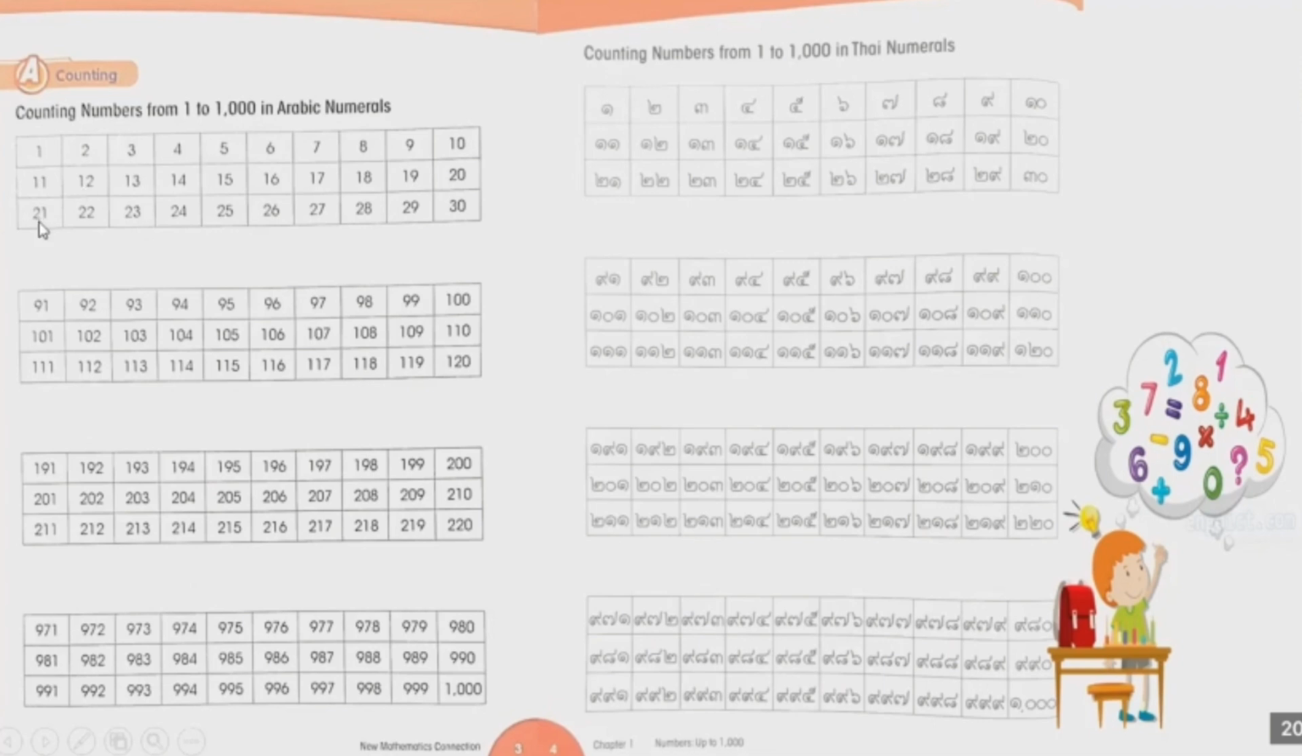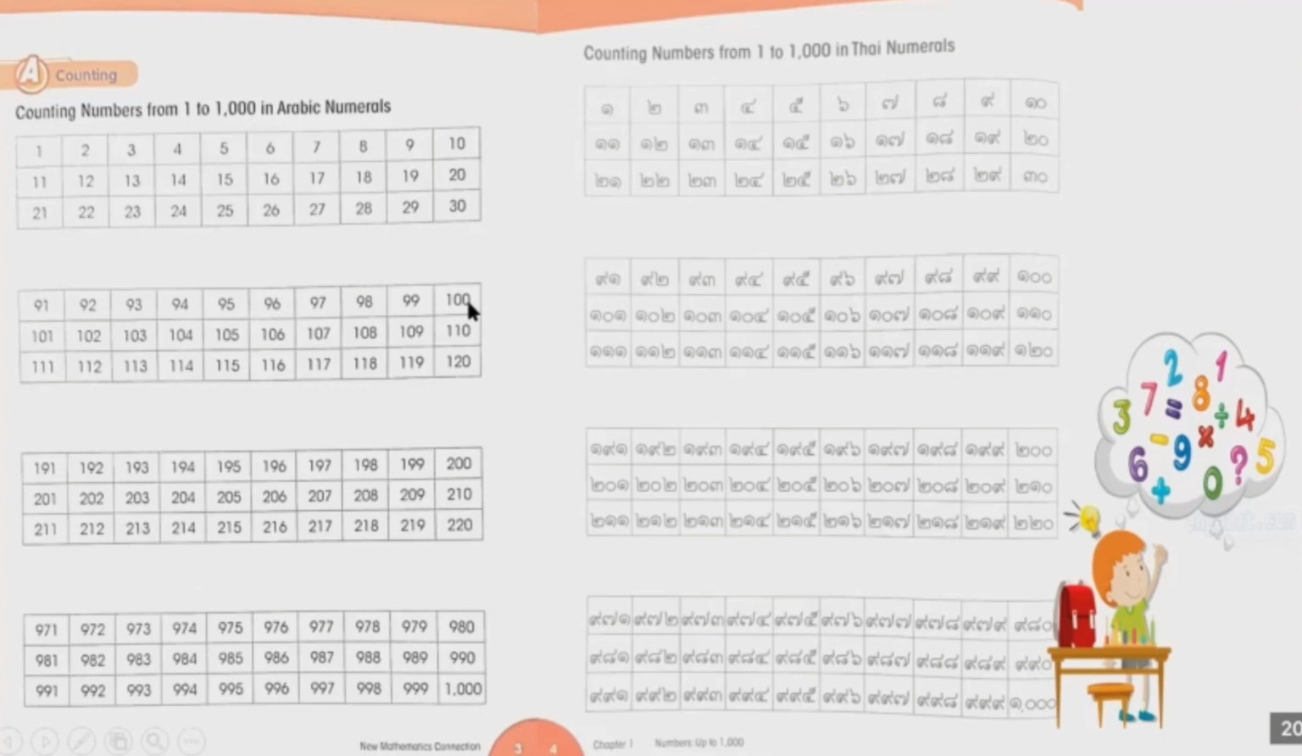So 21. Let's proceed. 21, ready to go. 21, 22, 23, 24, 25, 26, 27, 28, 29, 30. Let's proceed to 90, 91, 92, 93, 94, 95, 96, 97, 98, 99, 100.